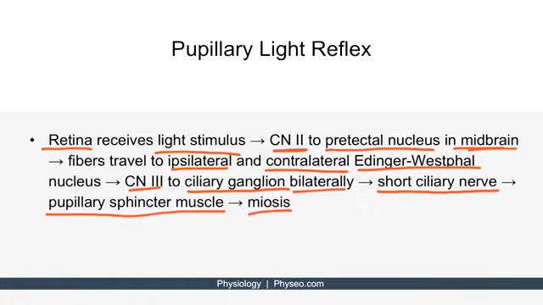and then the patient gets miosis. And I want you to pay special attention to the fact that it's ipsilateral and contralateral and then bilateral. Point being is that light can come in from the right side, but both the right and left eye will cause pupillary constriction, or miosis. So let's draw this out.